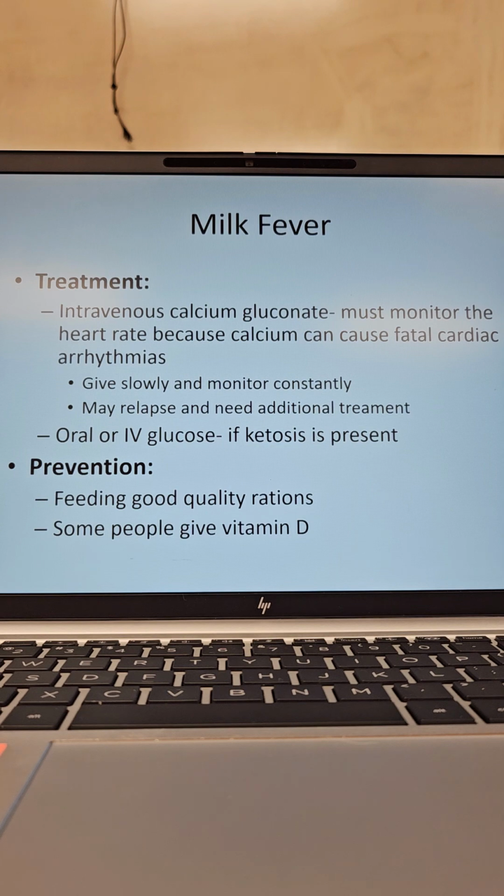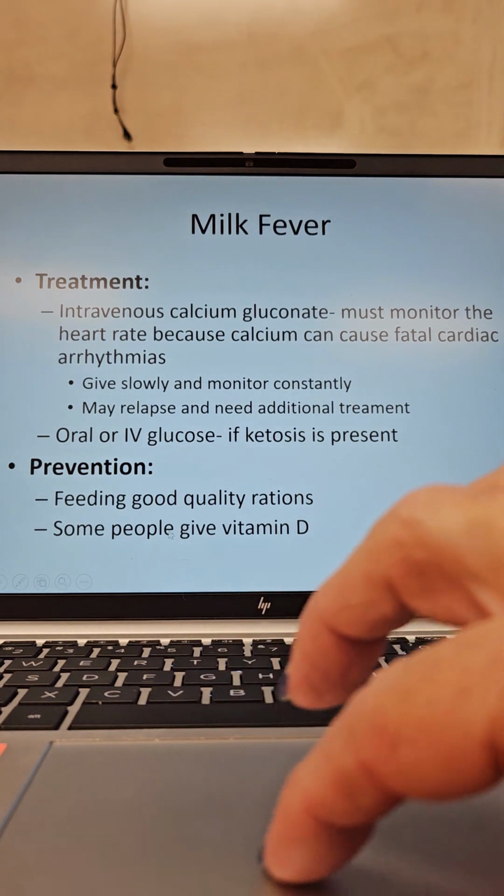May relapse and need additional treatment. Increase the calcium in their food and keep a close eye on them. You may have to do it again. You can also, and will, give oral or IV glucose if they are ketonic as well.